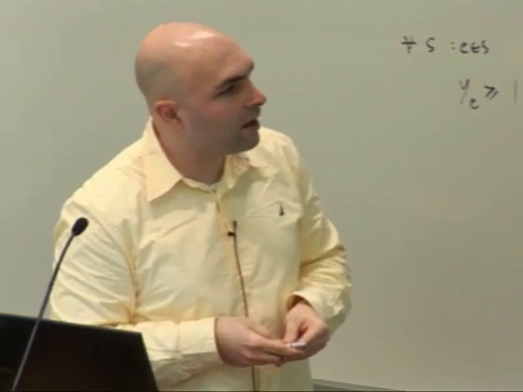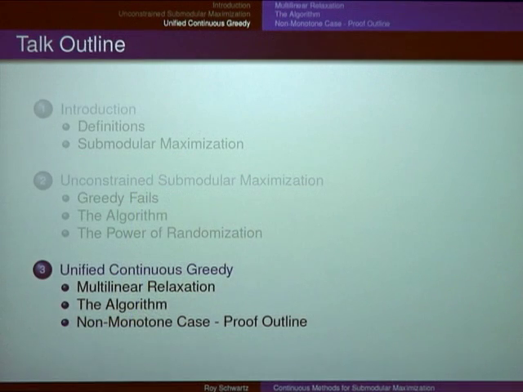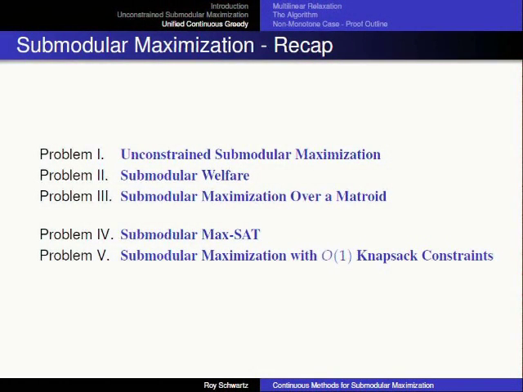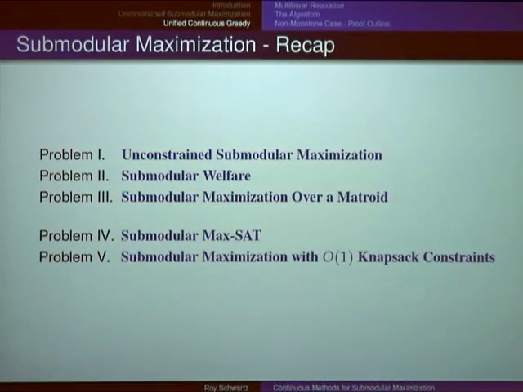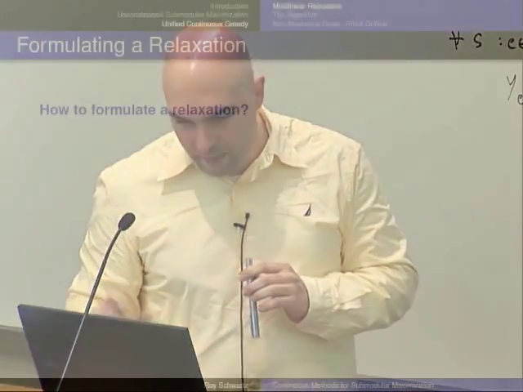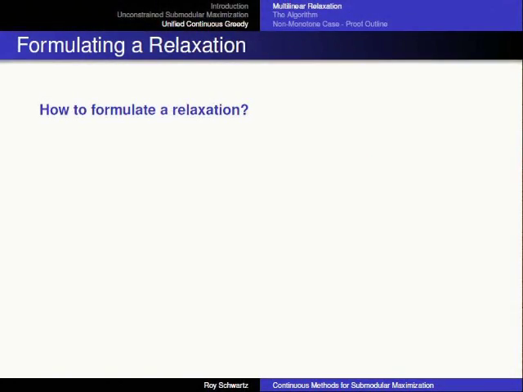And now we get to the third part, which also involves fractional solutions or continuous algorithms. As I said, we'll see how to compute better fractional solutions to submodular maximization problems. So just recall all the problems we have. We settled this problem, and now we'll see all these applications in one shot, essentially. So the first question is how to formulate a relaxation of a submodular maximization problem.